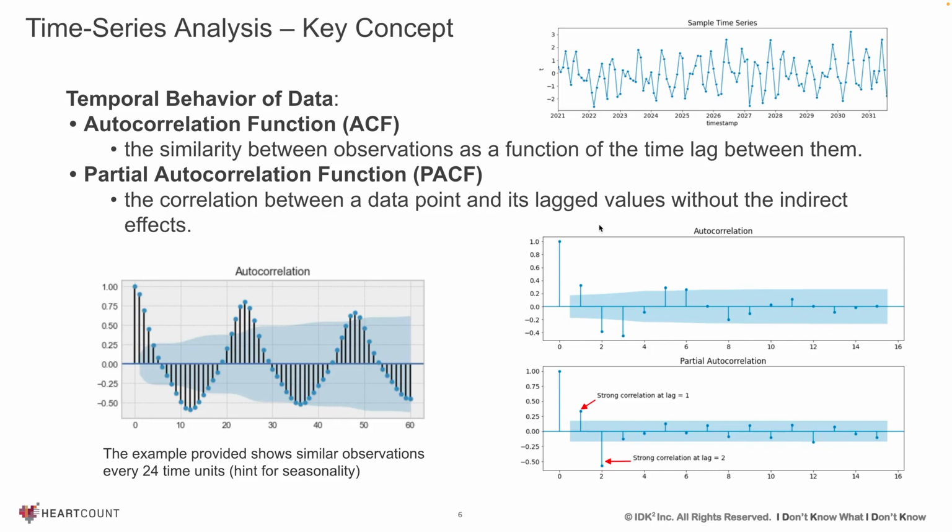The right-hand image illustrates the autocorrelation function of the sample time series above, with the one below being the partial autocorrelation function. PACF might sound intricate, but consider it an extension of the autocorrelation concept we discussed. It pinpoints the correlation between data points and their lagged values, excluding intermediary or indirect effects.